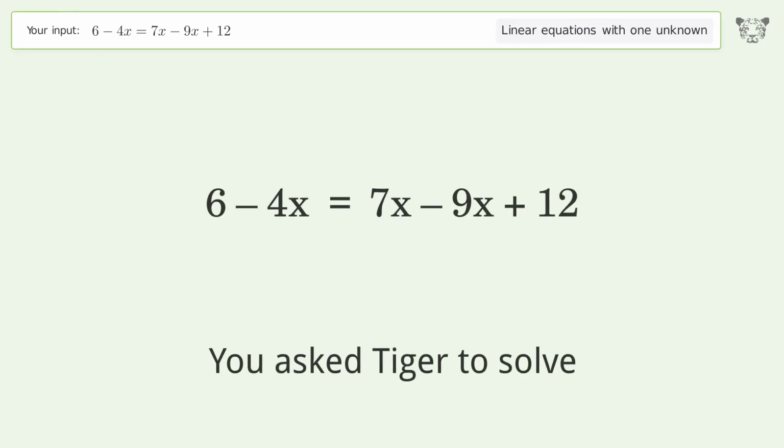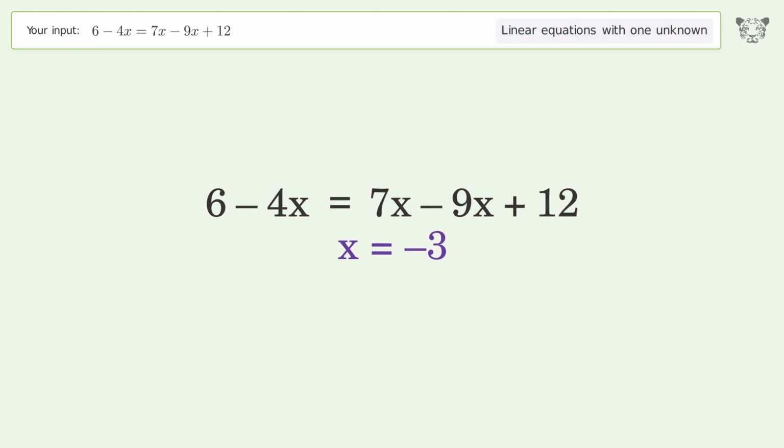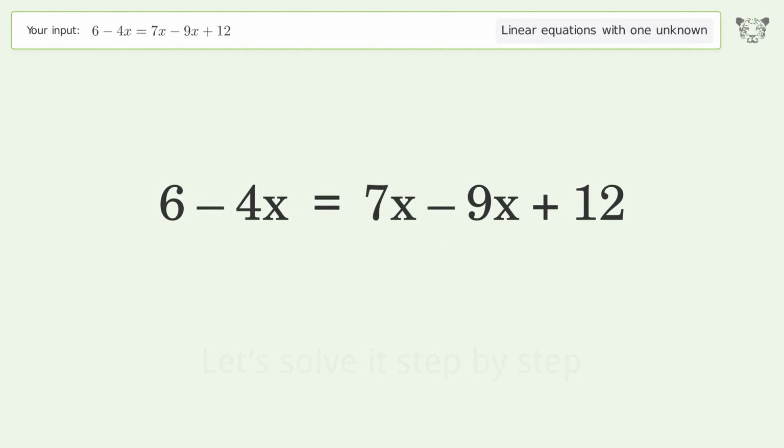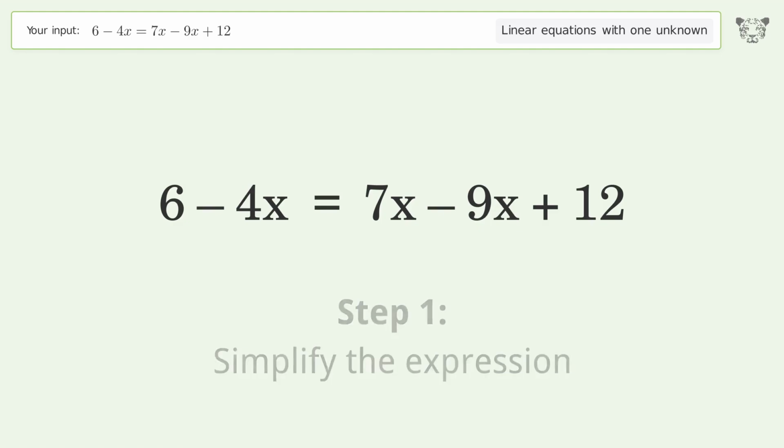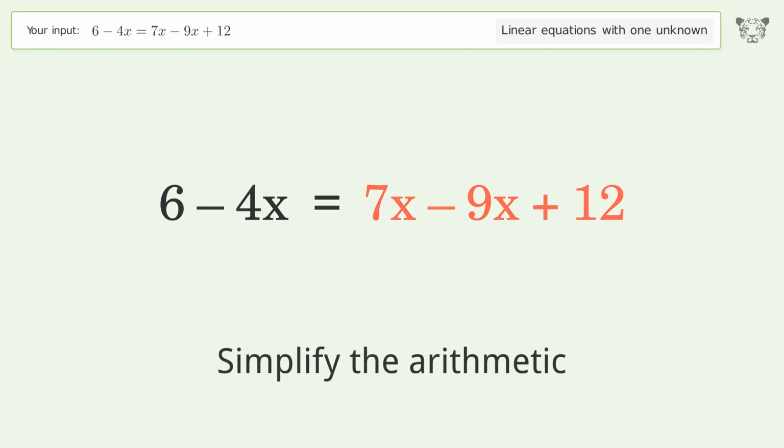You ask Tiger to solve this. This deals with linear equations with one unknown. The final result is x equals -3. Let's solve it step by step. Simplify the expression. Simplify the arithmetic.